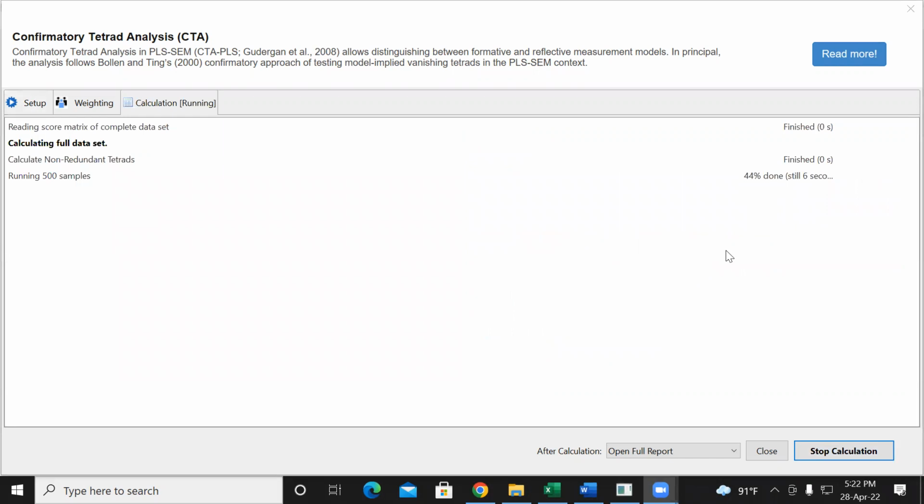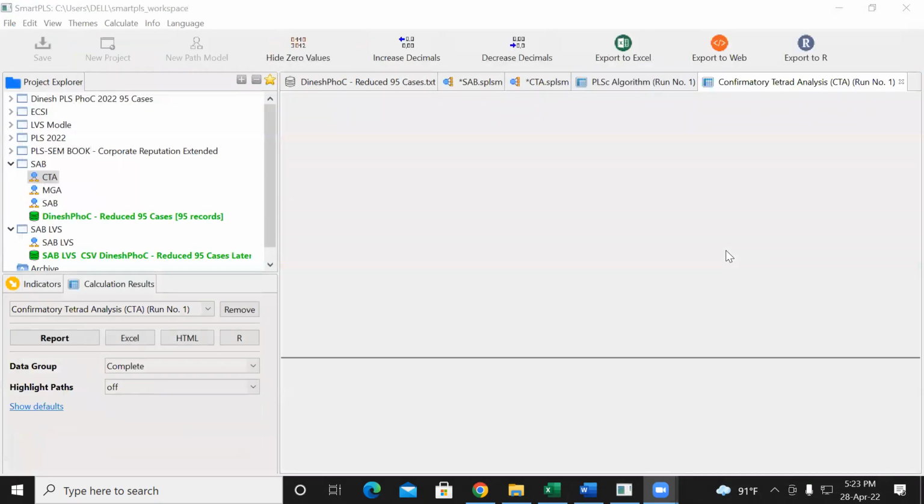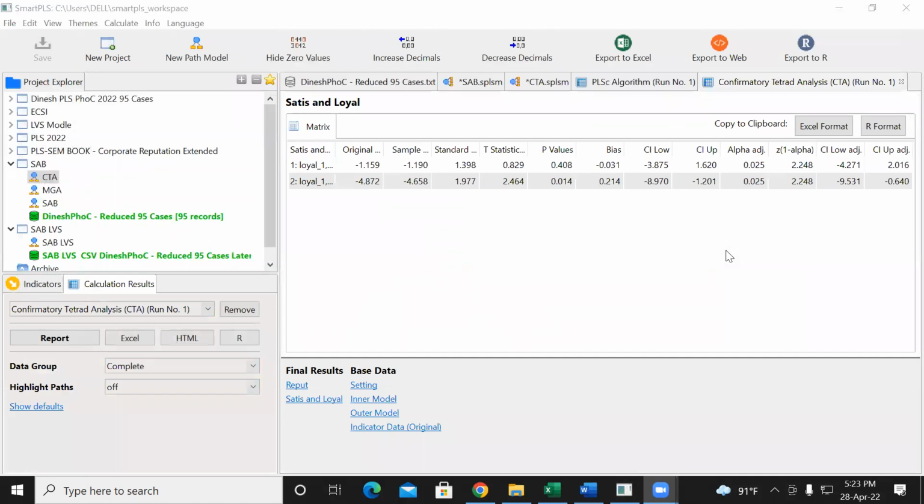It's a confirmatory tetrad analysis. Output you get. Now decide whether your measurement model is formative or reflective. Now you get reports. In these reports, you can see final results, not the base data, final results. Under that, there are 2 things, no?